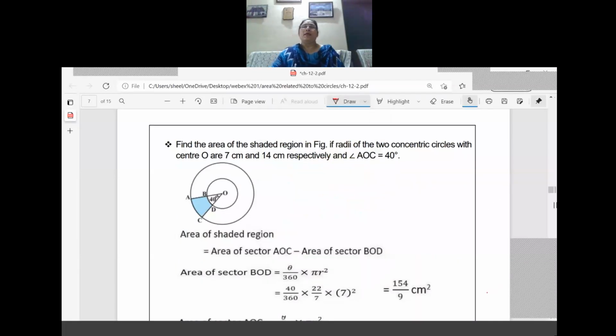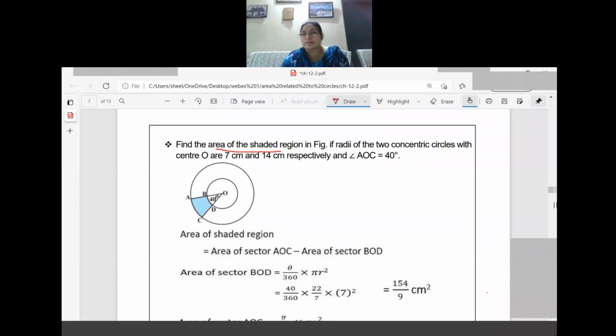Find the area of the shaded region in the figure if radii of two concentric circles with the center O are 7 centimeter, 14 centimeter and angle AOC equal to 40 degree. So what is given in the question? Two concentric circles are given. What are the radii? 7 and 14. Now the question is asked for area of the shaded region. Area of the shaded region, what is that one? ACDB. That portion only we have to calculate.